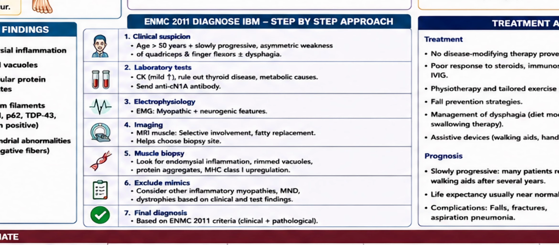Electromyography usually demonstrates a mixed myopathic and neurogenic pattern with short duration, low amplitude motor unit potentials, fibrillation potentials, positive sharp waves, and occasionally large motor units. These neurogenic features may lead to confusion with motor neuron disease.